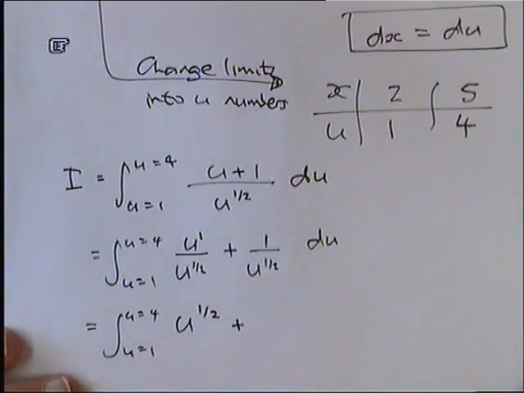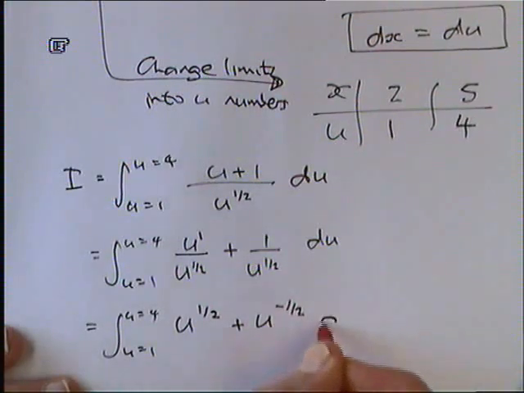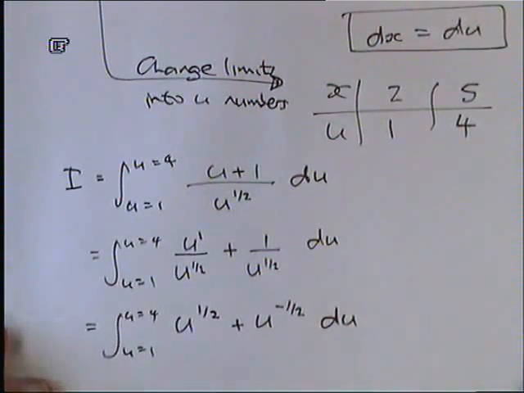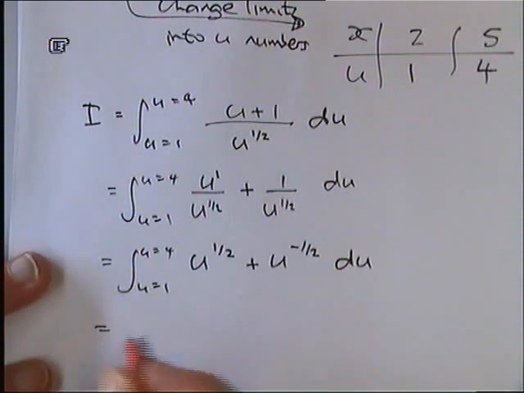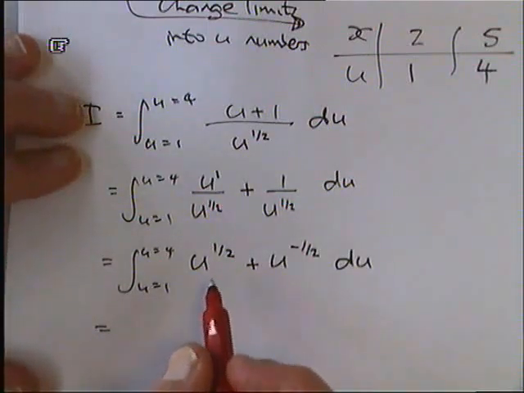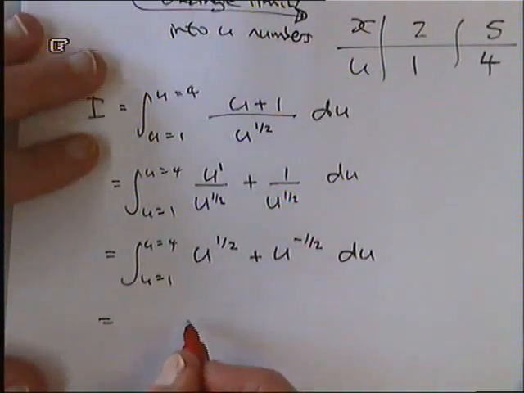So now adding on. 1 over u to the half. Bryony, what's 1 over u to the half the same as? Yeah, u to the minus a half. And then I've got my du. So now I need to integrate these bits. Greg, can you integrate u to the power of a half for me, please?